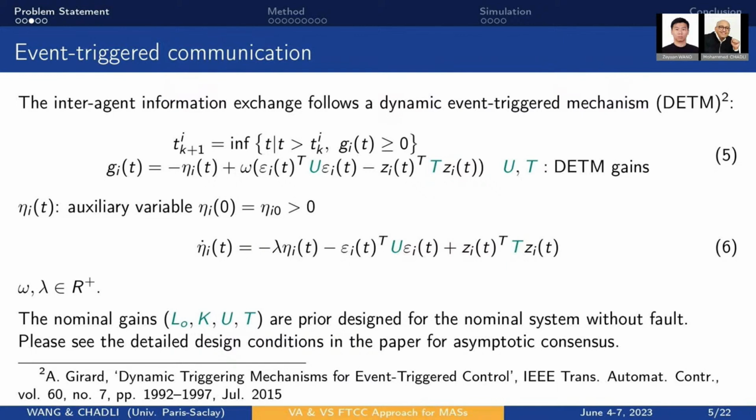And basically, this DETM, dynamic event trigger mechanism, is an extension of the result in the famous paper of Girard 2015. Note that we have in total 4 parameters to design: the observer gain L_O, the controller gain big K, and the DETM gains big U and big T. They are a priori designed to have the asymptotic consensus. I will not present the detail of the design process, but basically they can be obtained by solving a set of matrix inequalities, and please see our paper for more details. So now let's assume that we have already well designed this controller and observer and we have obtained these parameters.